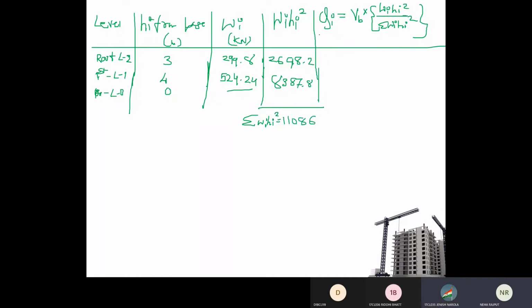Now in the Excel sheet, I have prepared one more table by first finding the ratio Wi hi square upon summation Wi hi square, and that ratio is multiplied with VB. If you don't want to do that, then you can directly write this value over here. So your VB value is 50. So 50 into 2698.2 divided by 11086.04.